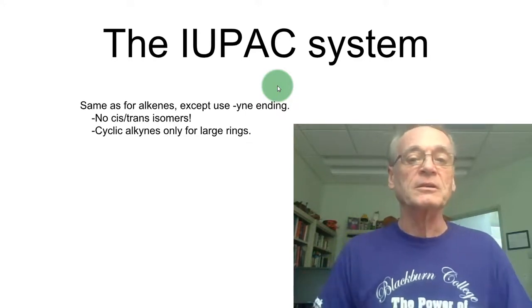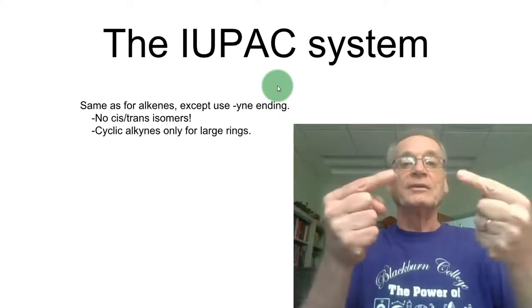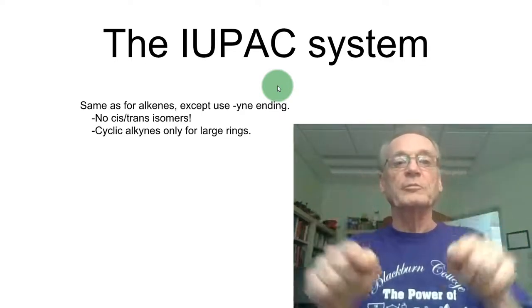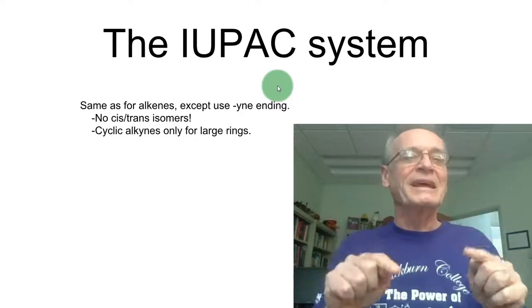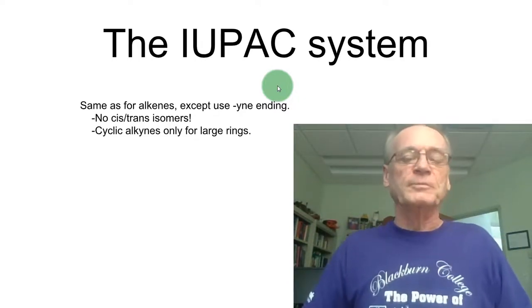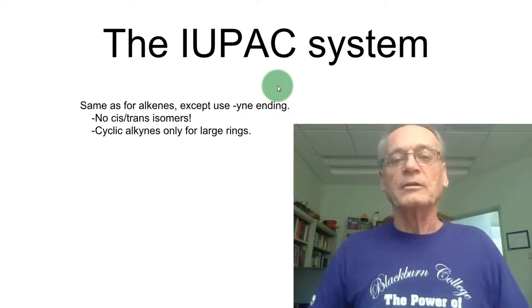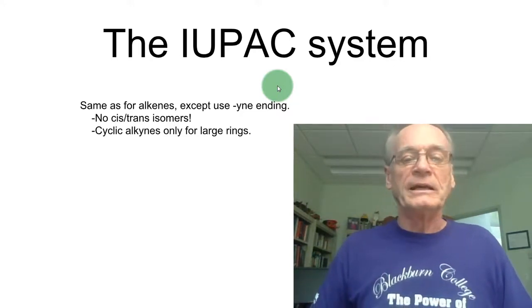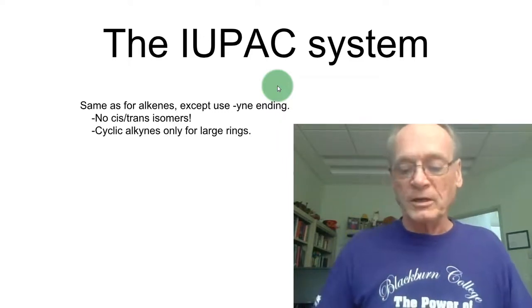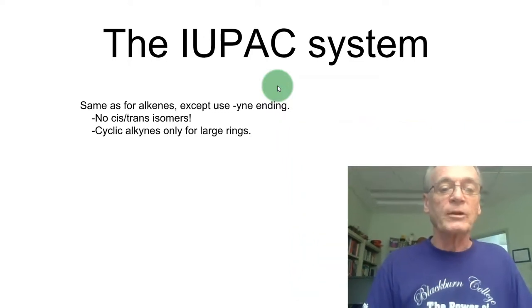But the problem is because triple bonds are straight across, they can't bend essentially. So it's really hard to make a ring with a triple bond in it. In fact, you really have to get to 8 carbons, and even then it's very unstable. So 9 carbons is about the smallest ring that you find with a triple bond in it, and that would just be called cyclononyne. But we're not going to even worry about rings with alkynes because they're just so rare.